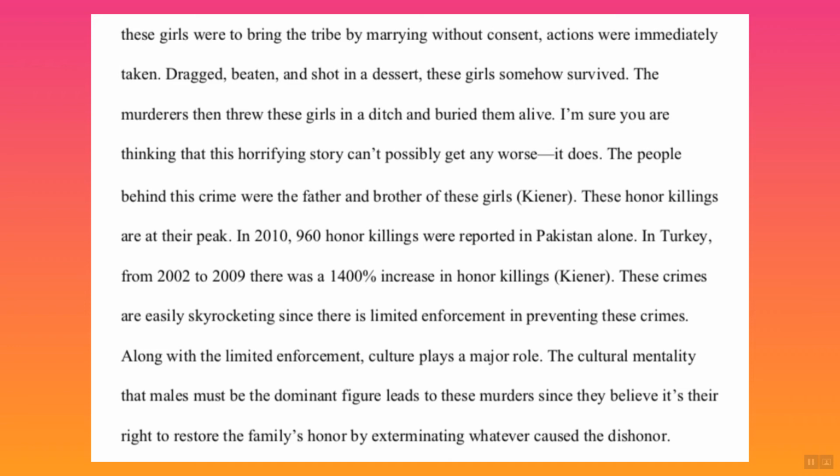What you should notice in this paragraph is that the writer has included quite a bit of factual evidence, statistics, and data. She also writes in a way that helps us know that she is challenging our beliefs. The third line on this slide: "I'm sure you are thinking that this horrifying story can't possibly get any worse. It does. The people behind this crime are the father and brother of these girls."